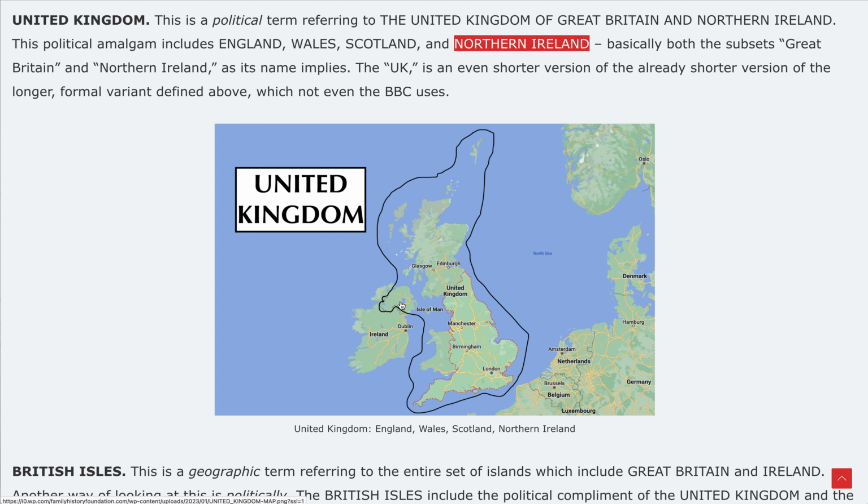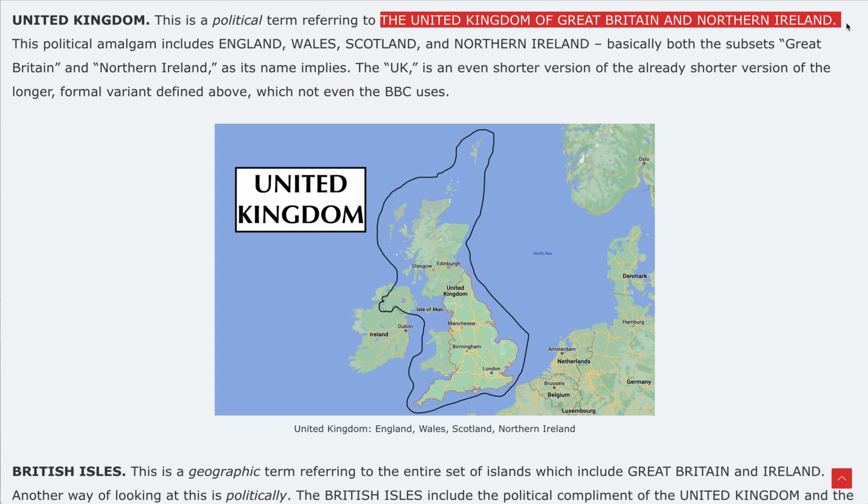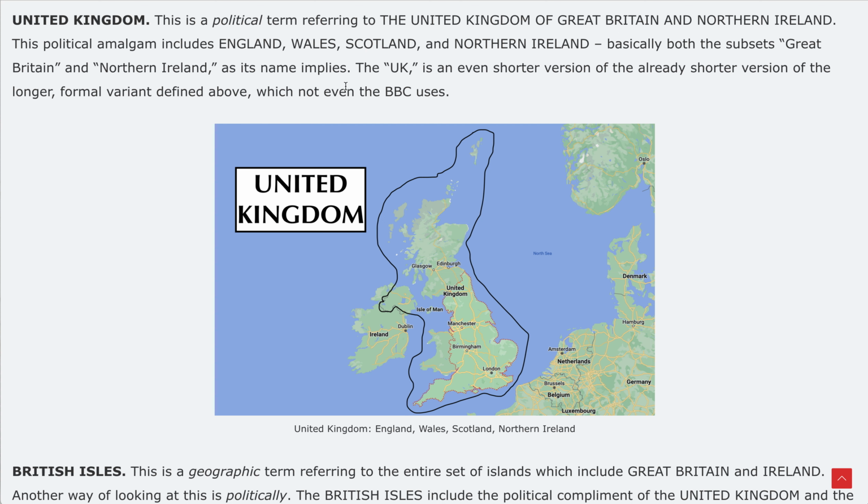There you go. Looks like a big bunny rabbit, doesn't it? Basically, both subsets, Great Britain and Northern Ireland, as its name implies. People have shortened United Kingdom, obviously, to the UK. You hear that a lot, or UK music. Oh, I'm from the UK, whatever. I've been to the UK, whatever. That is even a shorter version of the already shorter version of the longer formal variant defined above, which is this. That's the longer formal variant, and it's kind of a colloquialism, if you like.